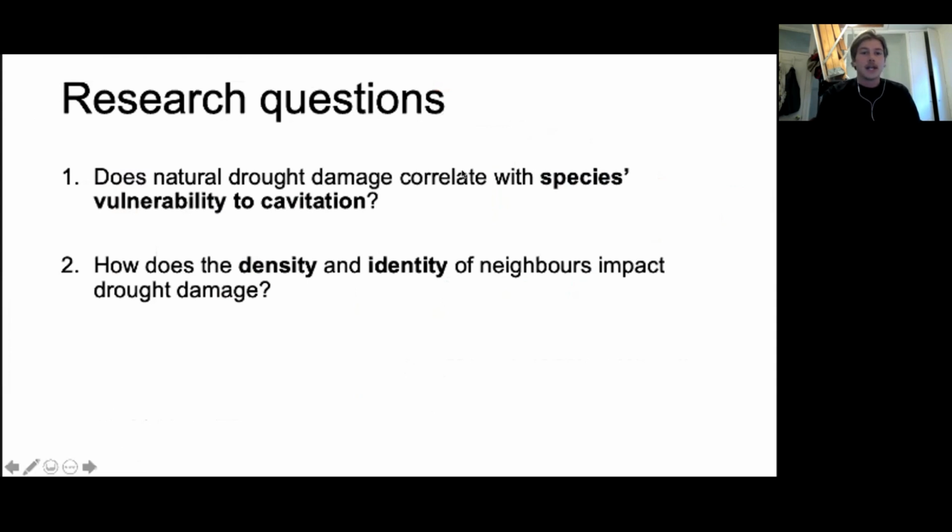So we address 2 research questions. Firstly, does natural drought damage correlate with species vulnerability to cavitation? And secondly, how does the density and identity of neighbours impact drought damage?